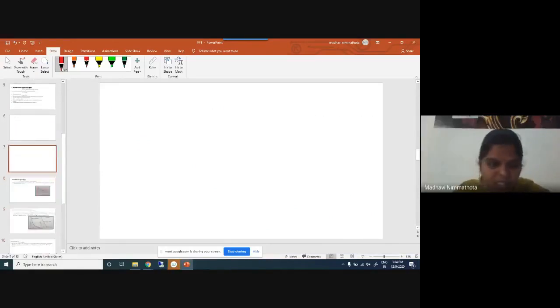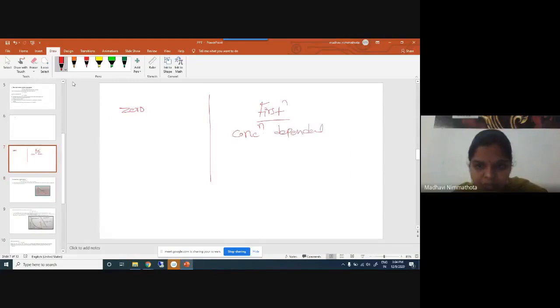See, what is the difference between zero and first order? First order is concentration dependent. That is the first point. And zero order is concentration independent. In case of zero order, your small n is equal to 0. Here, your small n is equal to 1. Small n is the order of reaction.